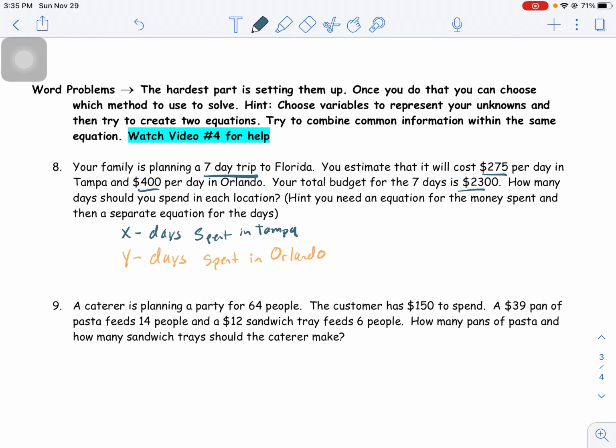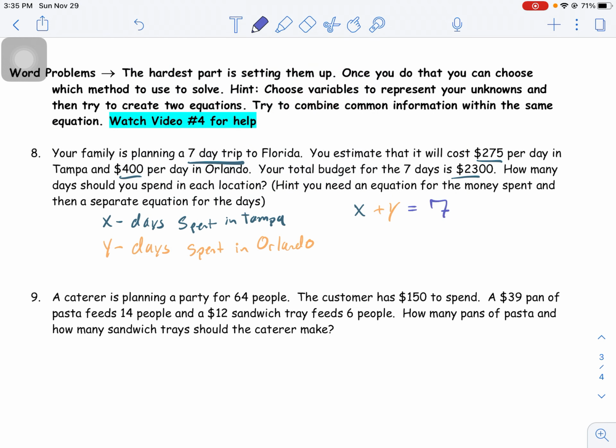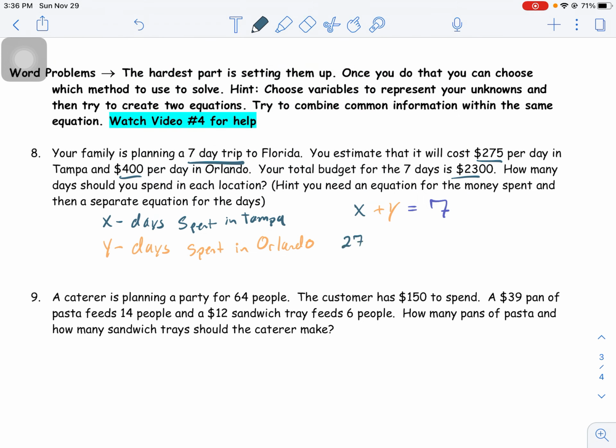So then my first equation for the total number of days is x plus y has to equal 7, because 7 days is the total number of days on the trip. And then we also have it costs $275 every day we're at Tampa, and we're going to add that to $400 for every day we spend at Orlando. And then that is going to be equal to our total budget of $2,300.